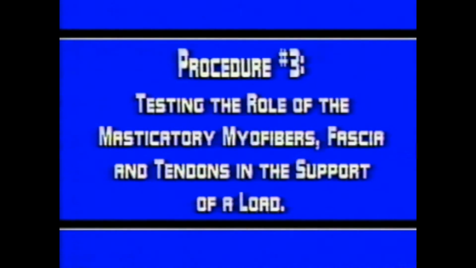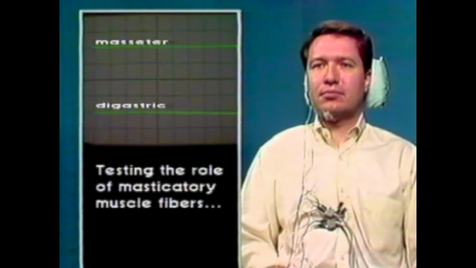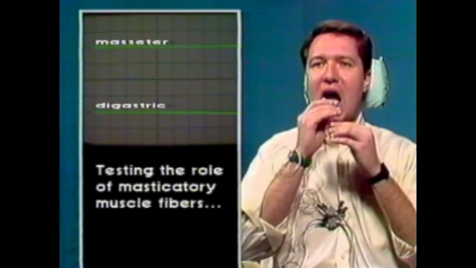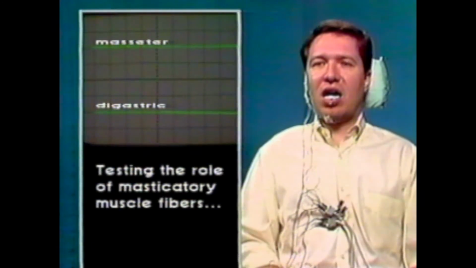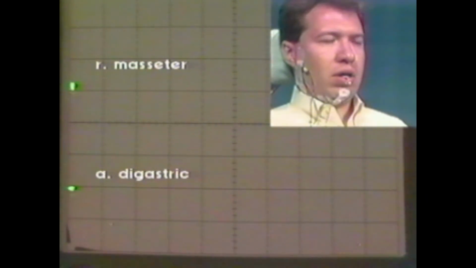The objective of the next procedure is to demonstrate a concept in exercise physiology called "the muscles are spared when the ligaments suffice." In this procedure, the subject will be instructed to place an acrylic anterior splint over the lower central incisors. The mandible will be placed in the clinical rest position, and little electrical activity is recorded.